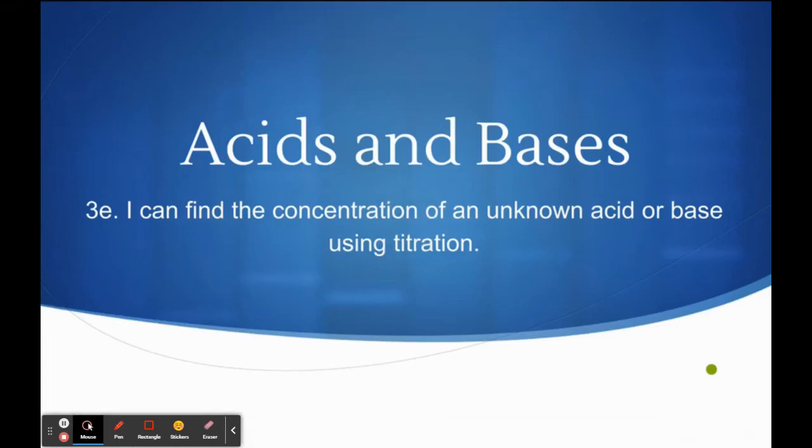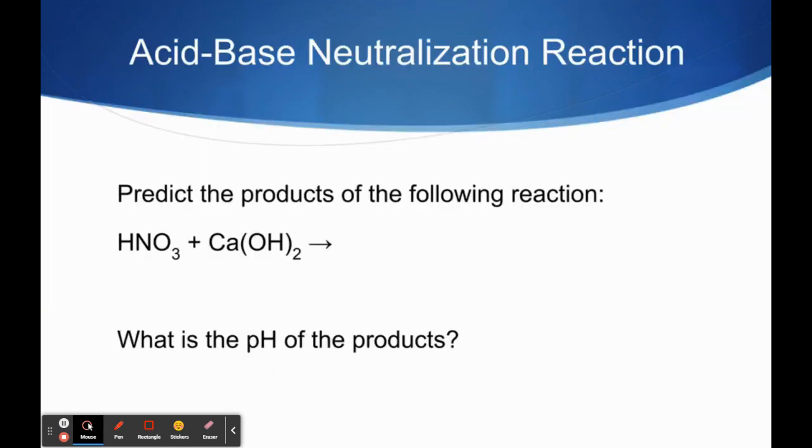Hello, this is Mrs. Decker, and this is Objective 3E on finding the concentration of an unknown acid or base using titration. Titration is a laboratory technique that I will teach you how to do in this lesson. First, we want to predict the products of the following acid-base reaction.